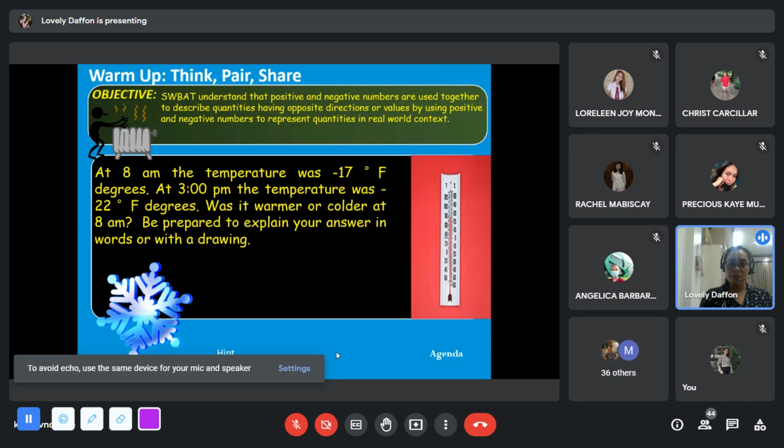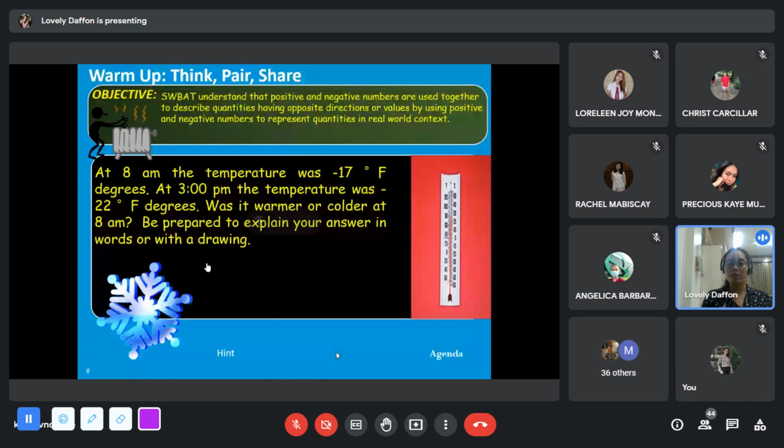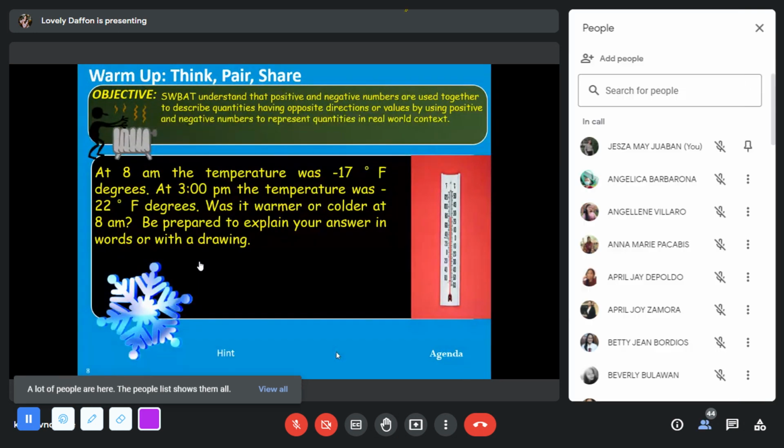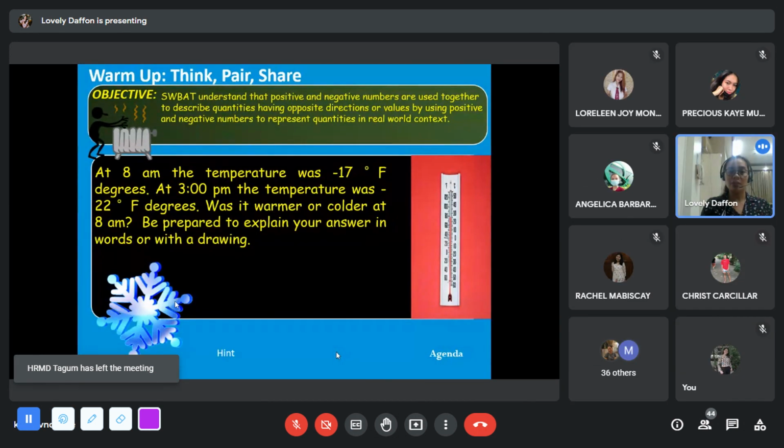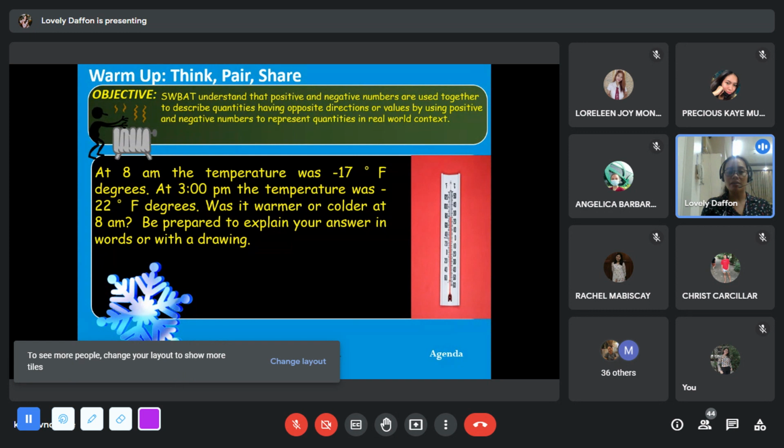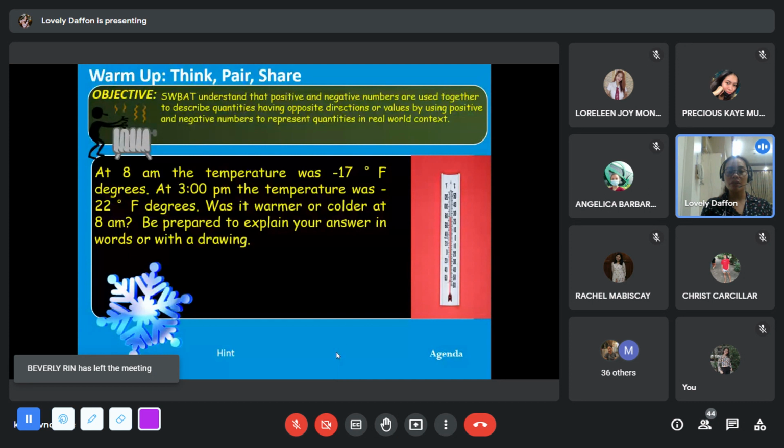So for example, we have here a warm up: think, pair, and share. I guess everybody knows what think, pair, and share is. If this will be the activity, students will find their pair, and then they have to think and share what they have learned. So for example, in this case, we have a problem. At 8 a.m., the temperature was negative 17 degrees Fahrenheit. At 3 p.m., the temperature was 22 degrees Fahrenheit.